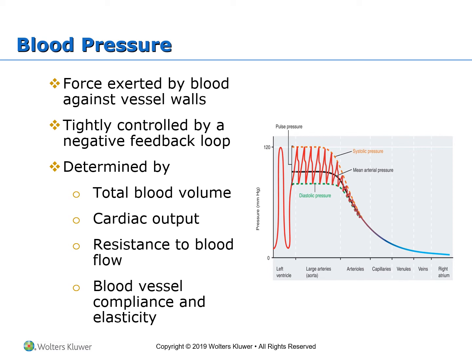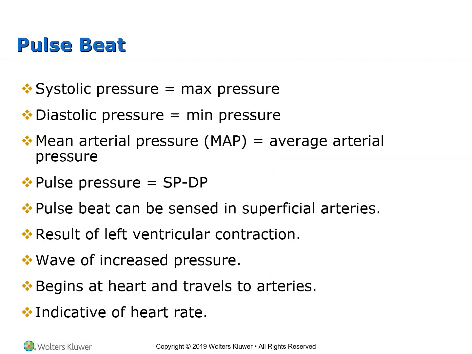The blood pressure is controlled through a negative feedback loop and is determined by a few elements. It's determined by the total blood volume, by the cardiac output, by the resistance to blood flow, and by the blood vessel compliance and elasticity. Before we describe more about the blood pressure regulation, there are a few elements that we'll need to define here. And first of them will be the systolic pressure. We call systolic pressure the maximum pressure that develops in the arteries during the heart muscle contraction.